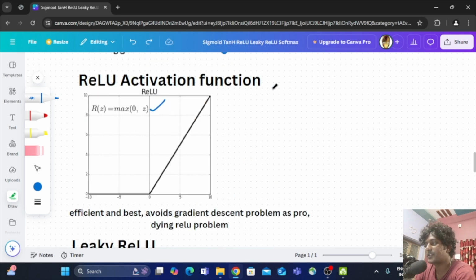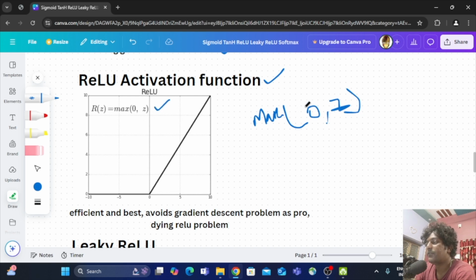The ReLU activation function. This is the famous activation function in neural networks. ReLU means rectified linear unit, and it is very popularly used. The formula for this is max of 0, z.